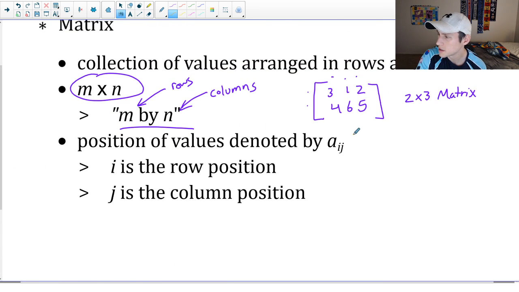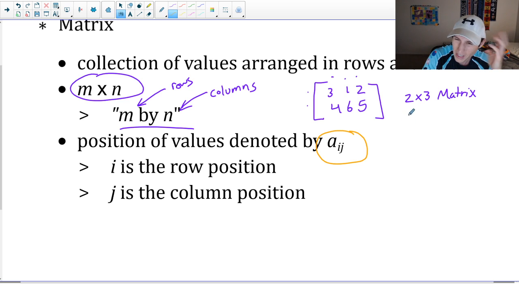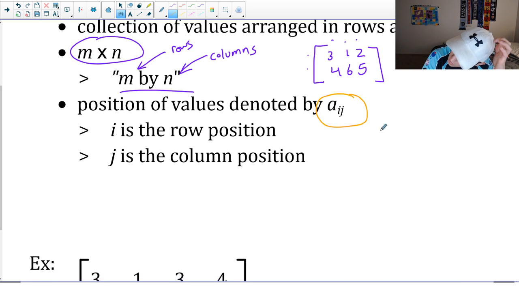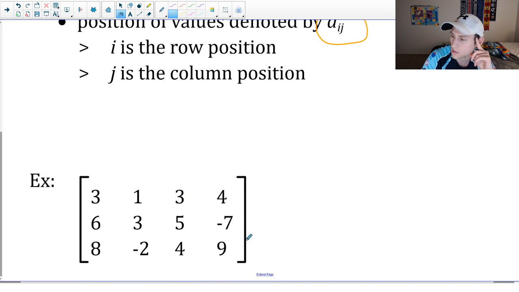Position of the values is denoted by this a_ij. i, the first number, is again the row position. j is the column position. So this is how we'll talk about a specific spot of a matrix. Instead of, how do I describe where these numbers are? If I don't want to just say, oh, the middle number in the top row, it's kind of informal. It's not very efficient. Or if I didn't want to say the bottom right corner, we'll use this a_ij to do it.